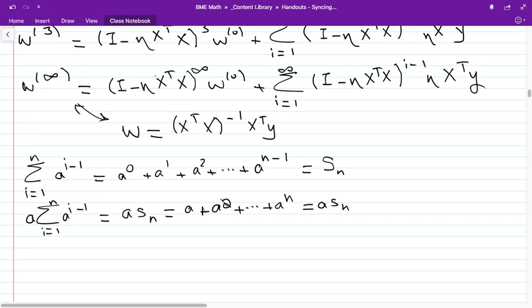Now, if I take s of n minus a times s of n, what do I get? I get 1 minus a to the n. So what this means is that s of n is equal to 1 minus a to the n divided by 1 minus a. This is what the sum converges to. So we have a geometric series, geometric because the quantities in the series are raised to a power. When we sum it up, it converges to a ratio that looks like this.